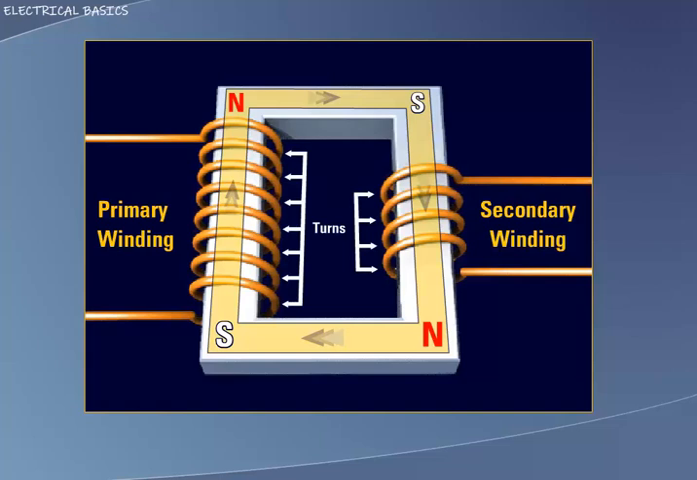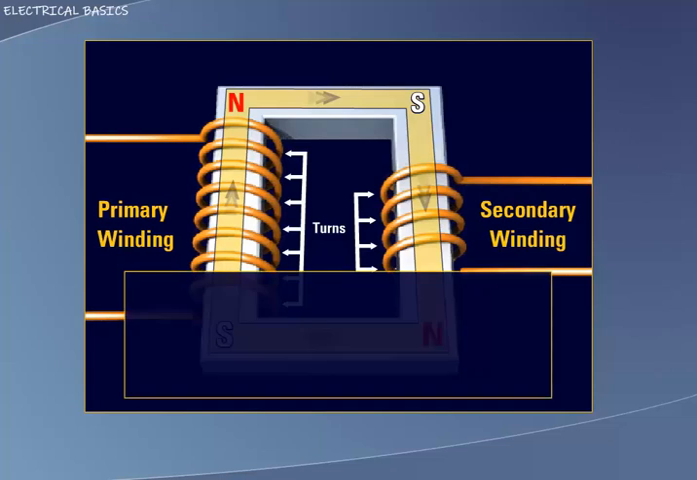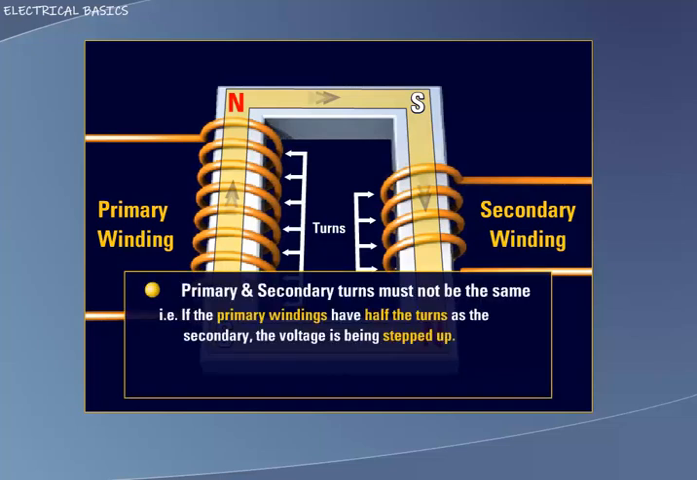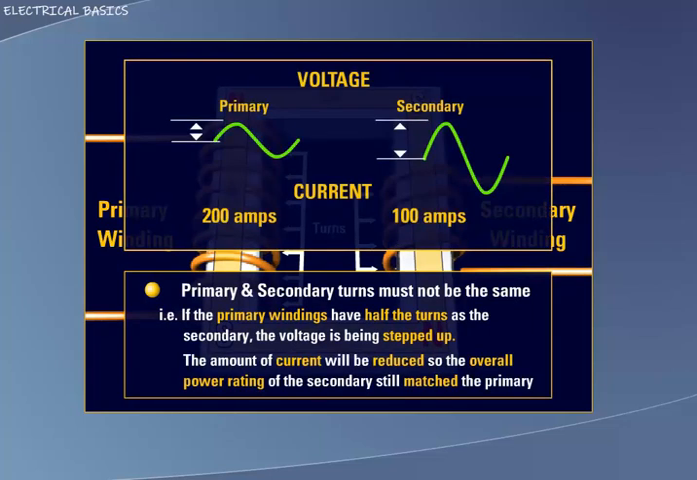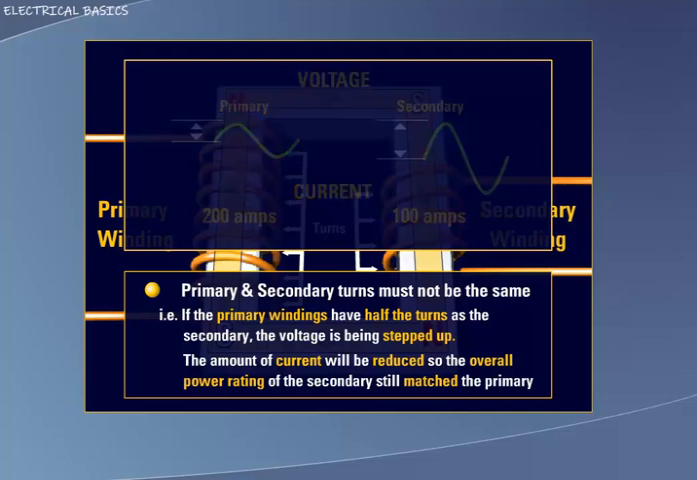In order for the voltage to be stepped up or down, the number of turns in the primary and secondary coils will not be equal. For example, if the primary winding has half the number of turns as the secondary, the primary will induce twice its rated voltage into the secondary, meaning the voltage is being stepped up. The maximum amount of current available on the secondary will be reduced such that the overall power rating of the secondary will match the primary.